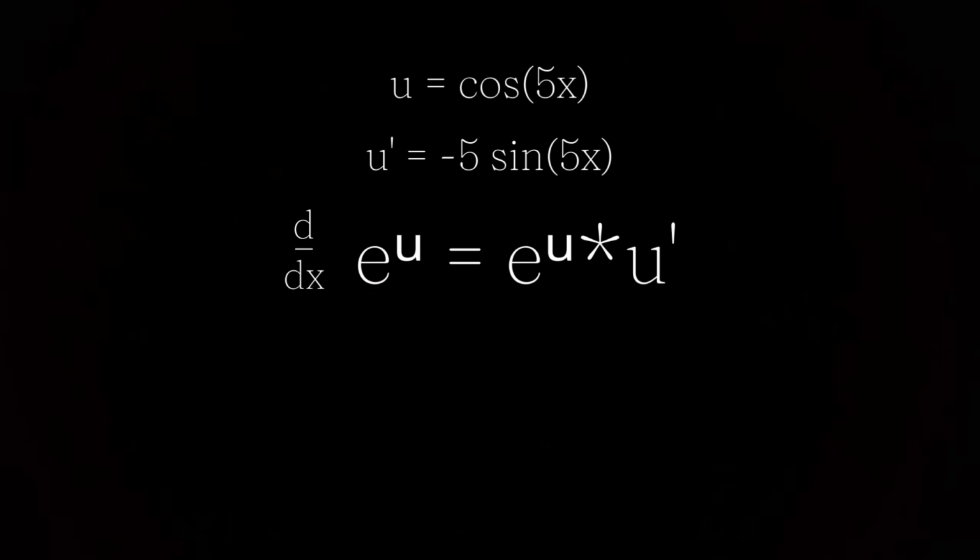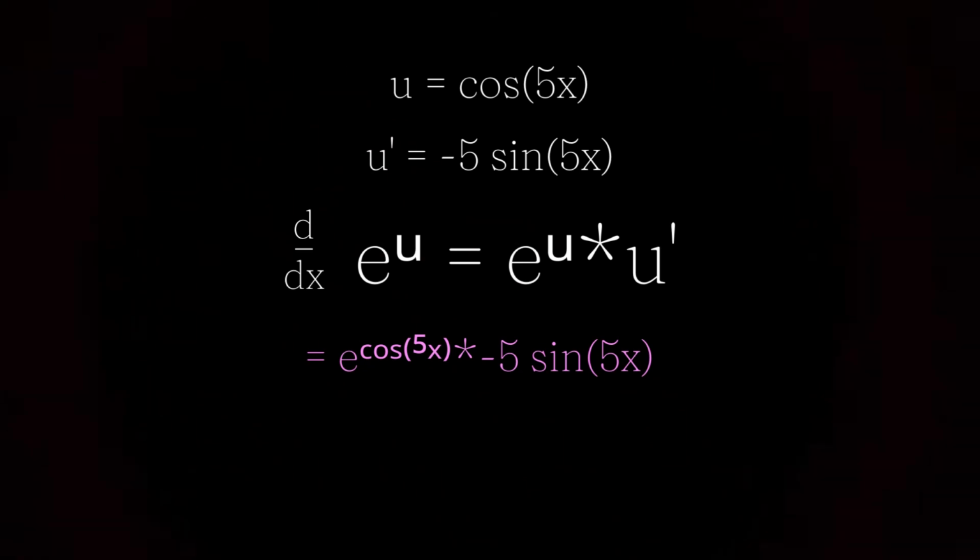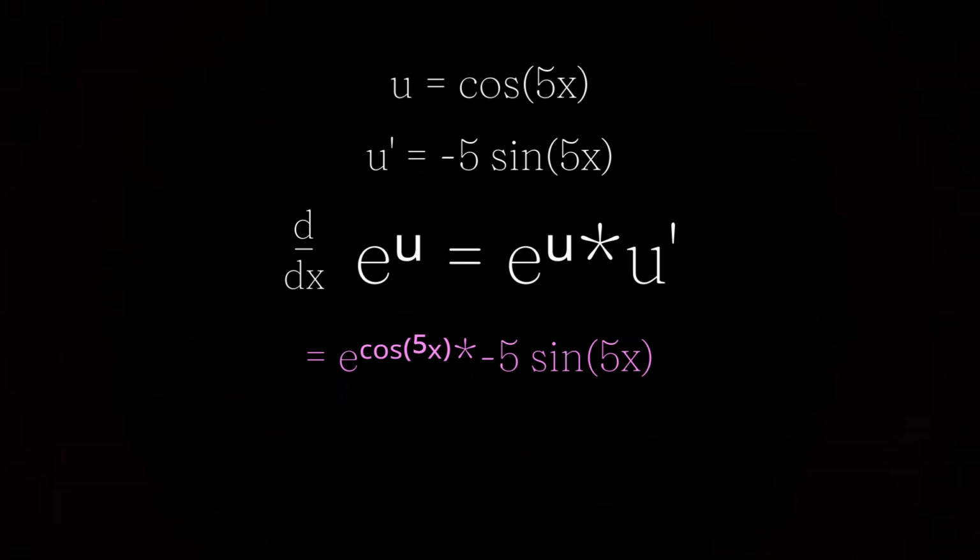Now we have the u and the u prime value. Going back to the equation, we must have e raised to u times the u prime. For the final answer, just copy the original equation. E raised to cosine 5x times the u prime, which is negative 5 sine 5x. Therefore, the final answer is e raised to cosine 5x times negative 5 sine 5x.